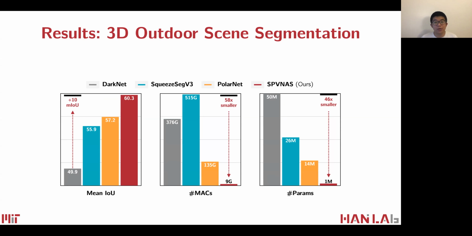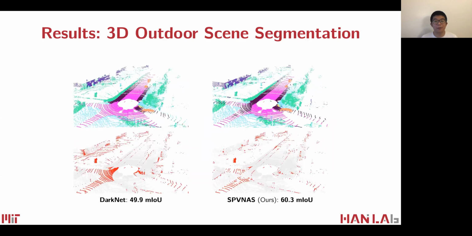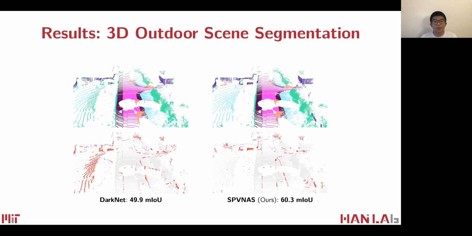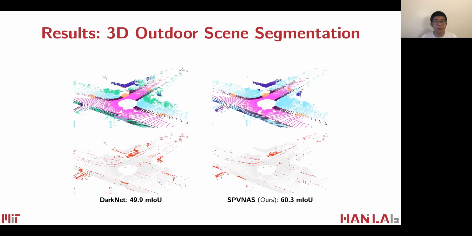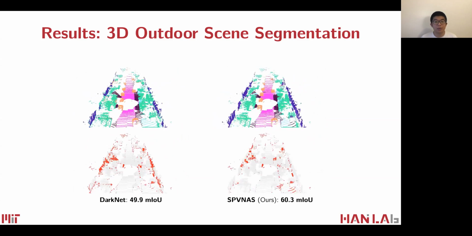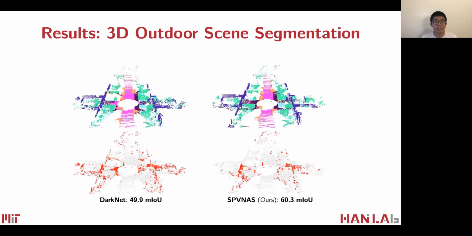And finally, we have also compared our SPVNAS with 2D projection-based methods. While achieving 3% to 10% IOU improvement, our SPVNAS reduces the computation cost by up to 58 times and the model size by up to 46 times. Here's a demo comparing our SPVNAS with the projection-based DarkNet. You can see that our SPVNAS achieves over 10% IOU improvement, and it actually runs at 11.2 frames per second, which is faster than the frequency of the LiDAR sensors.